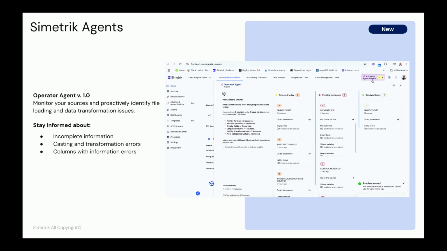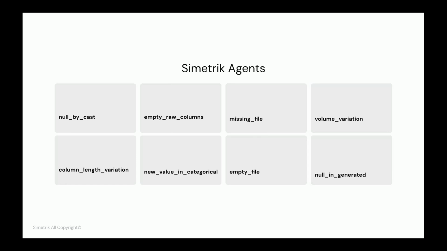This type of agent notifies you about quite a variety of issues. Here's the detail of all the issues that it proactively monitors. Null values, empty columns, missing files that couldn't be uploaded to Simetrik for any reason. Significant variations in transaction volume. For example, this record normally has 10,000 transactions, and today it came with 7,500. That would trigger an alert.